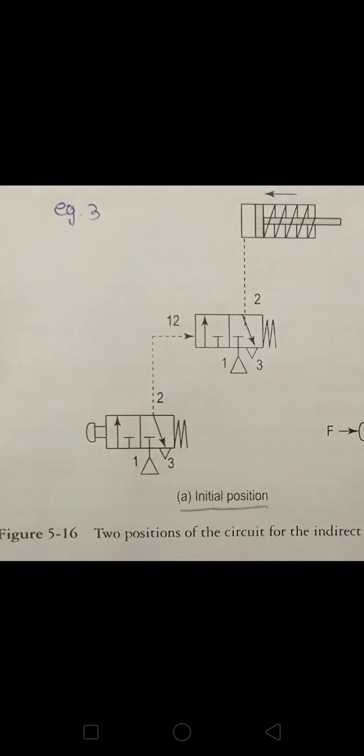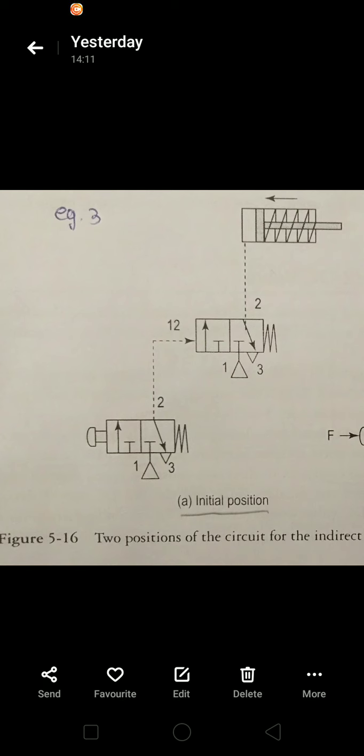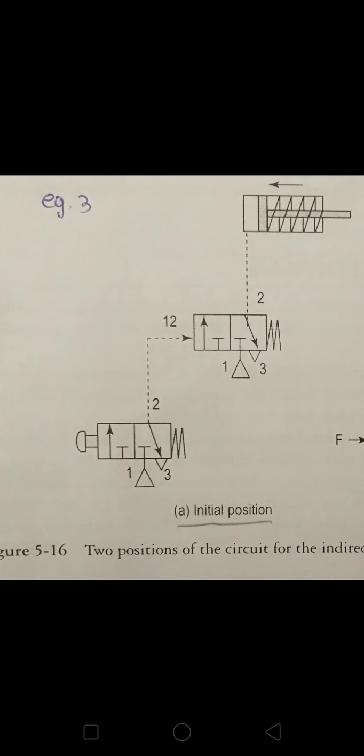So this is the initial position. When the push button is not applied and the piston is at the left side, the dotted line shows the downward direction of flow. At that time, in the control valve, 2 is open to 3, so the working port is open to 3, so air is getting exhausted. And 2 to 12, the upward side, again it is going in the downward direction only, not in an upward or forward direction. So now I will show you the actuated position.